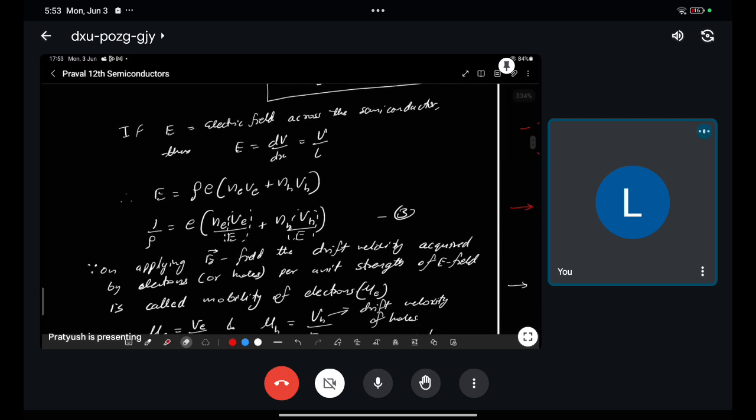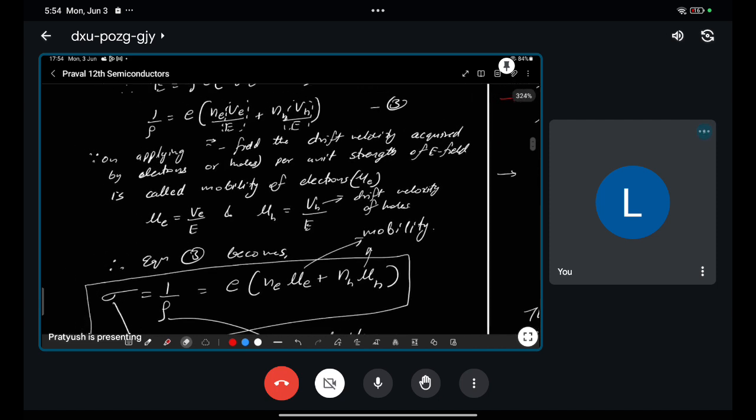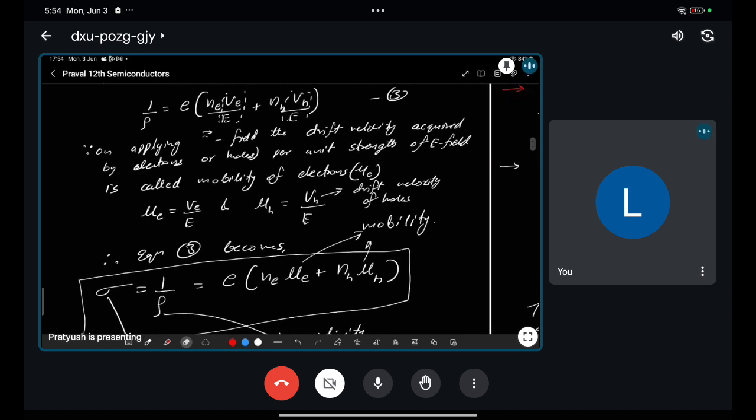Now here we are defining a new thing which is called mobility. Mobility is nothing but the ability of an electron to move inside a semiconductor. When we apply an electric field, drift velocity is acquired by electrons or holes and they start moving. So we are calculating that with this much electric field, how much velocity is generated. This we call mobility.